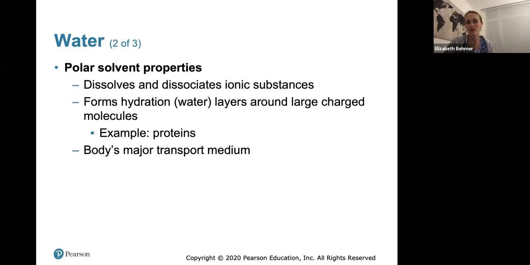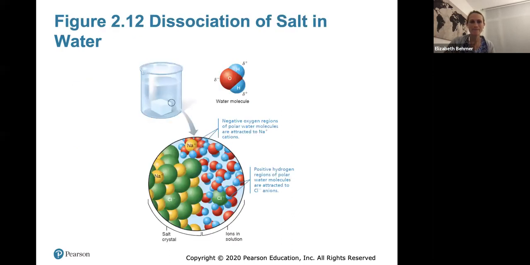And the polar solvent properties just means that it can dissolve and dissociate ionic substances like table salt. So it can dissolve salt, glucose. Water can form hydration layers around large charged molecules like proteins, and water is our body's main transport medium that we'll see. So here is just showing how water can easily dissociate solutes like salt in water.